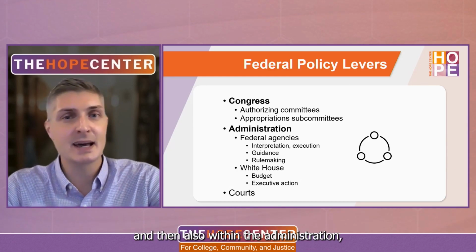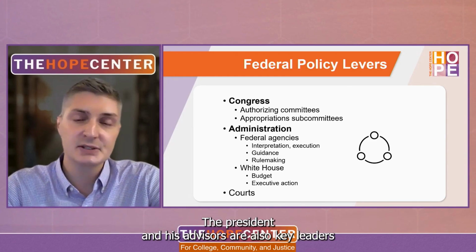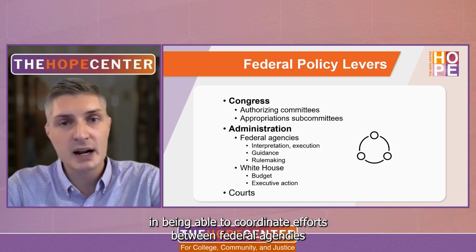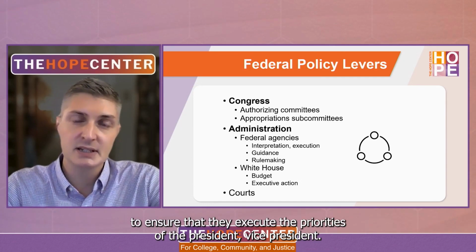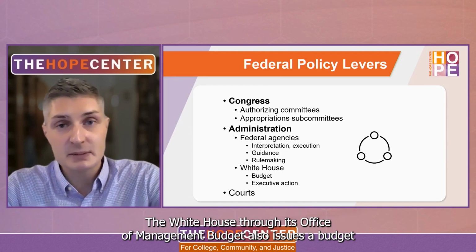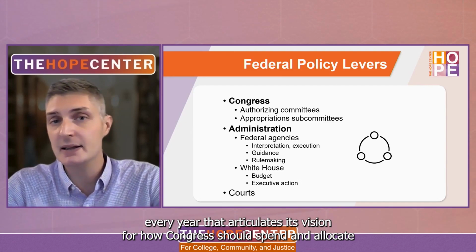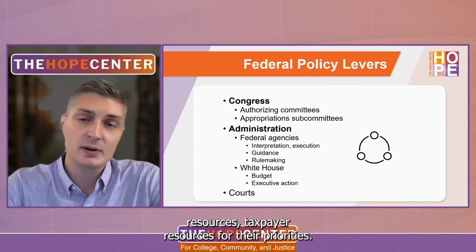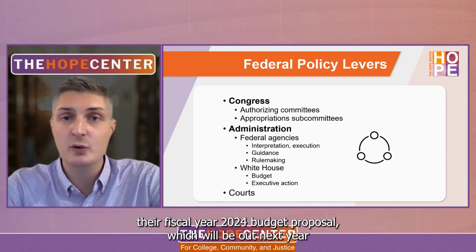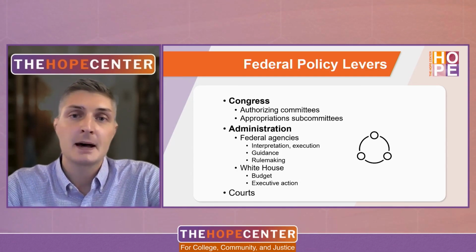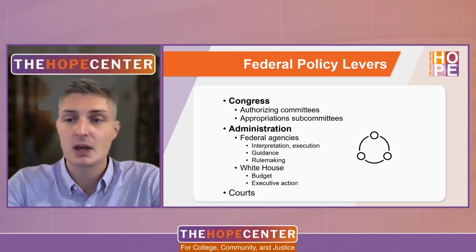And then also within the administration, it's worth mentioning the importance of the White House. The president and his advisors are also key leaders in being able to coordinate efforts between federal agencies to ensure that they execute the priorities of the president and vice president. The White House, through its Office of Management and Budget, also issues a budget every year that articulates its vision for how Congress should spend and allocate taxpayer resources for their priorities. Right now, the Biden-Harris administration is in the process of finalizing their fiscal year 2024 budget proposal, which will be out next year, and hopefully will contain some important updates and improvements for student basic needs security.